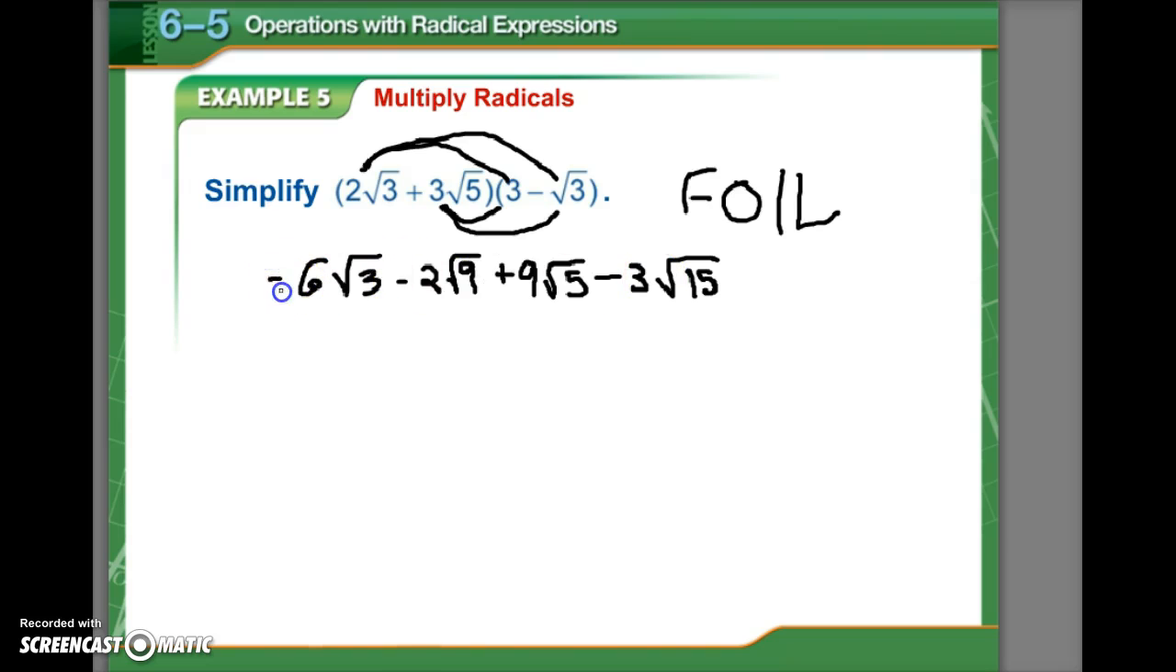And just like always, since we need to simplify, we're going to look for any of these terms if we can break them down anymore. I've got a root 3 and a root 5. I can't combine those at all. They're not like terms. And I've got a root 15, and 15 just breaks down to 3 and 5, but neither of those is a perfect square, so I can't break that down. But here I've got root 9, and you know the square root of 9 is just 3, so this is 2 times 3, which is 6. So all of this term is really just 6. So I'm pretty sure they'll have in their answer 6 root 3 minus 6 plus 9 root 5 minus 3 root 15. You might be able to simplify that some more, but let's see what they do.